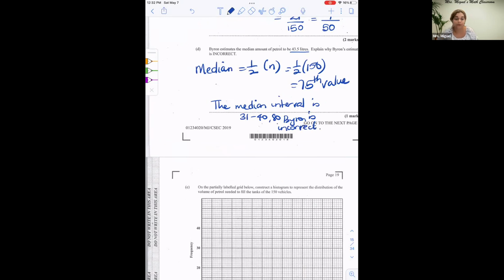Remember, for the median, we go to the table and we read off the values.